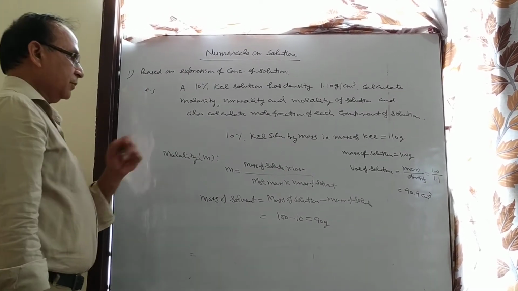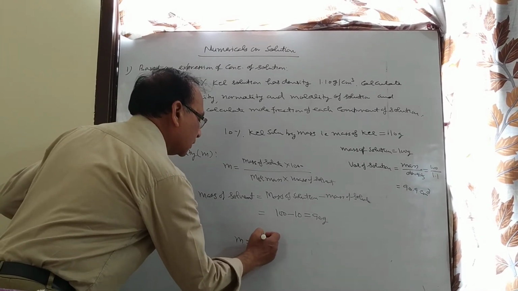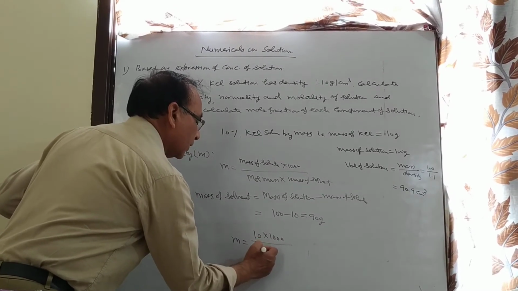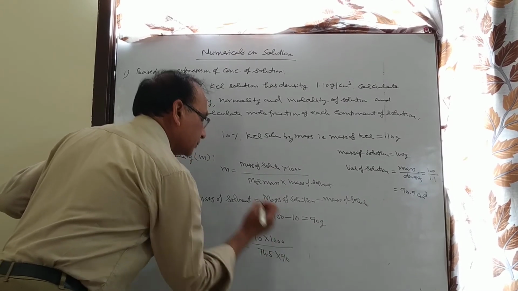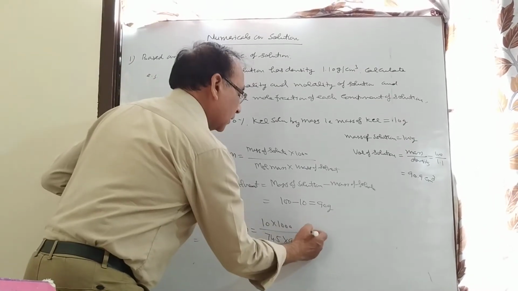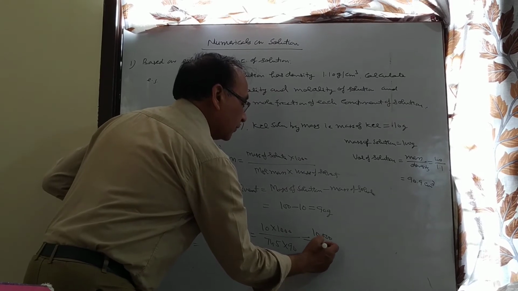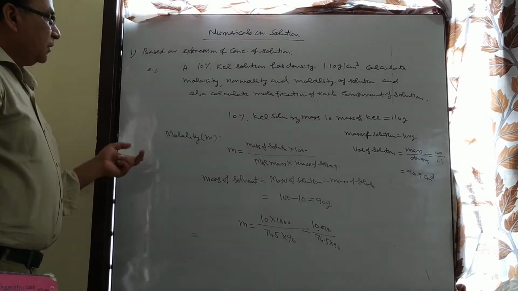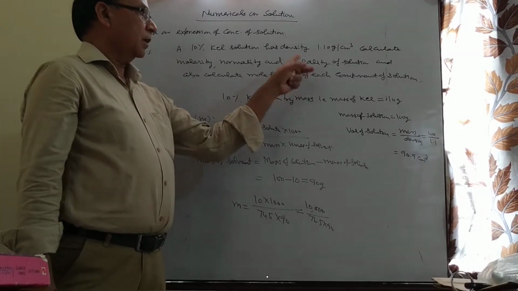Now we can substitute the values in the formula. So molality is equal to mass of solute, that is 10 into 1000, and molecular mass is 74.5 as we already calculated, and into 90. So this is the formula to calculate molality of solution, and 74.5 we can calculate by using calculator. So in this way we calculated molarity of solution, normality of solution, molality of solution.